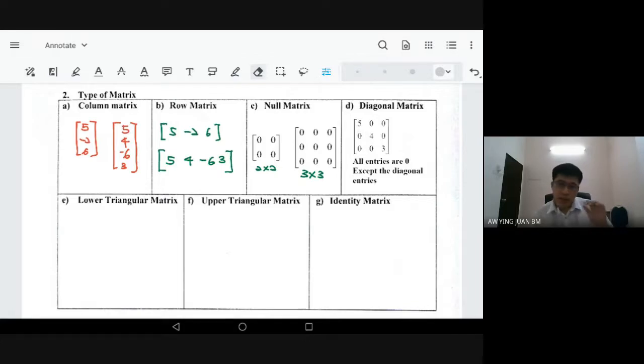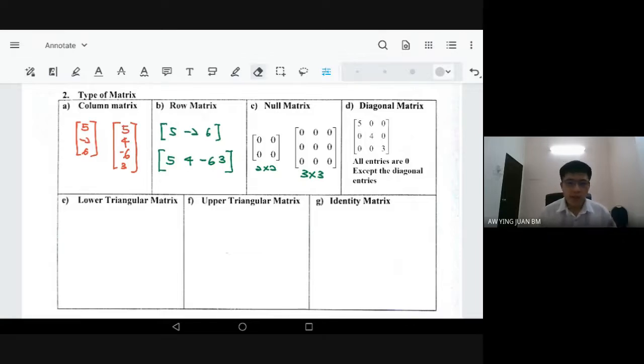Biasanya diagonal, faham diagonal? Maksudnya serong tu, atau kita panggil dia leading diagonal. So 5, 4, 3 tu adalah leading diagonal. Yang saya beri adalah contoh sahaja. Anda boleh biarkan dia 5 tu X, Y, Z atau A, B, C terpulang. Yang penting all entries atau all elements are 0 kecuali the diagonal entries. Ini adalah ciri-ciri untuk column, row, null matrix and diagonal matrix.